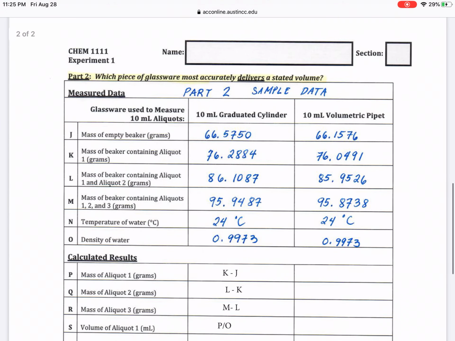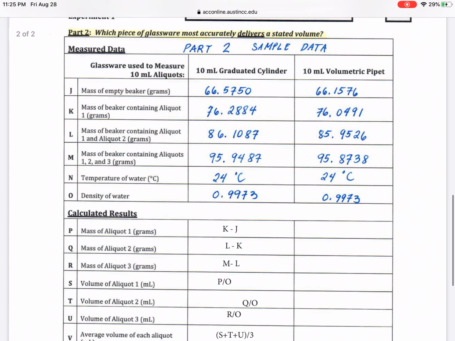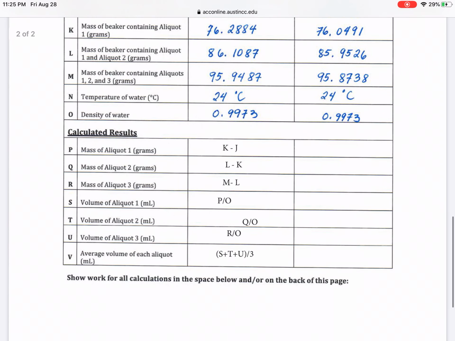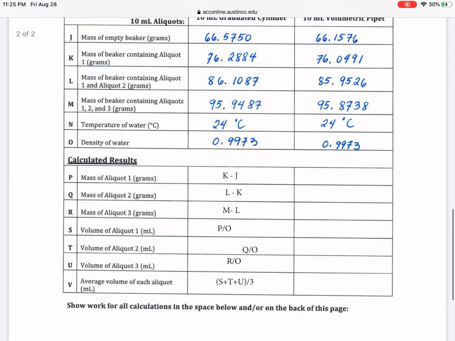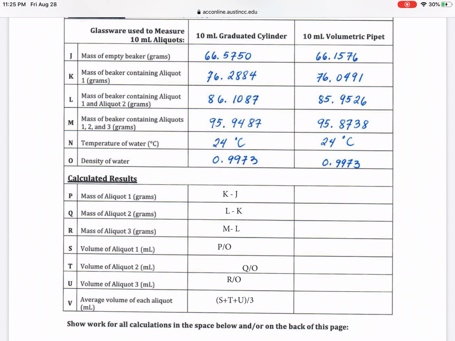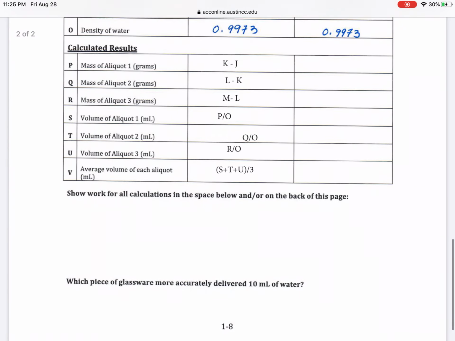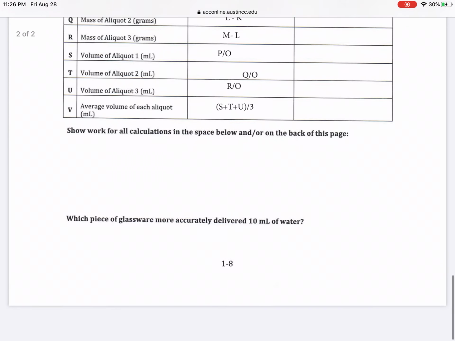And for part 2, the data is also given here, and I have also written down what you need to do in order to do these calculations. So the mass of the aliquot 1 in grams is K minus J. K is going to be 76.2884 minus 66.5750, like that. It is the same thing for the other column too, K minus J. Okay, and then you will do the calculations accordingly.